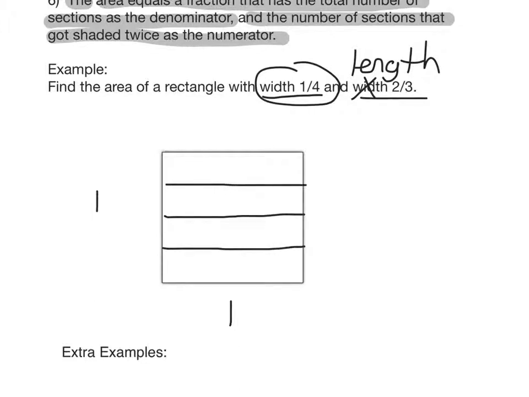Okay, we're getting the 4 right there. That's why there's 4 rows. Okay, now I need to shade in 1 of them. Okay, so here's 1 of them. Great, well done.